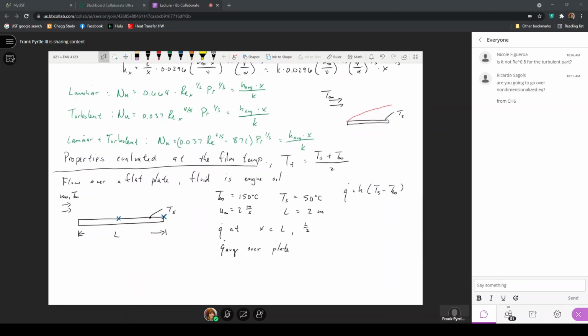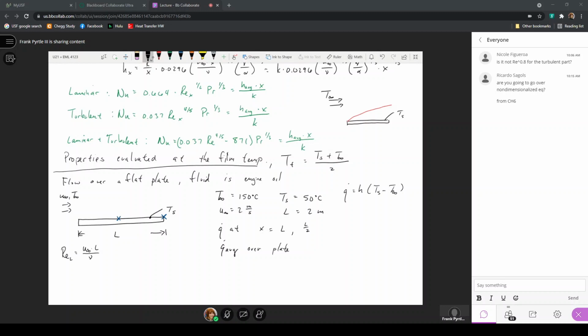So how do we determine that? Well, that's going to be determined based on the Reynolds number. The Reynolds number, and if we calculate it at x equals L, this becomes U infinity times L over the kinematic viscosity for the fluid.